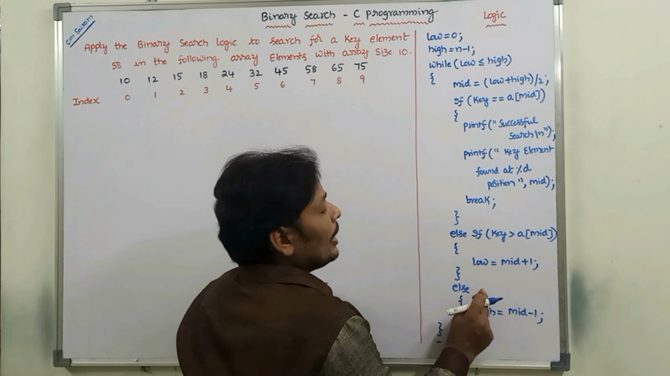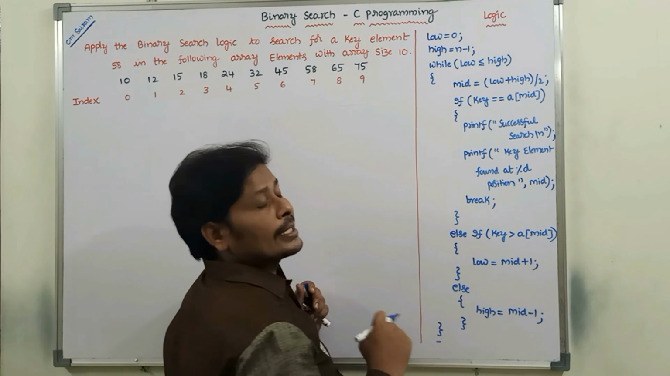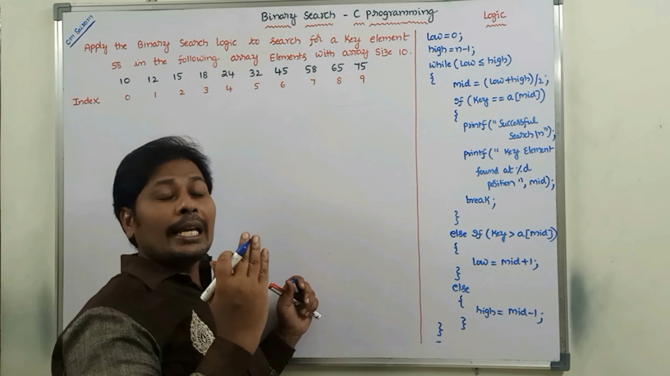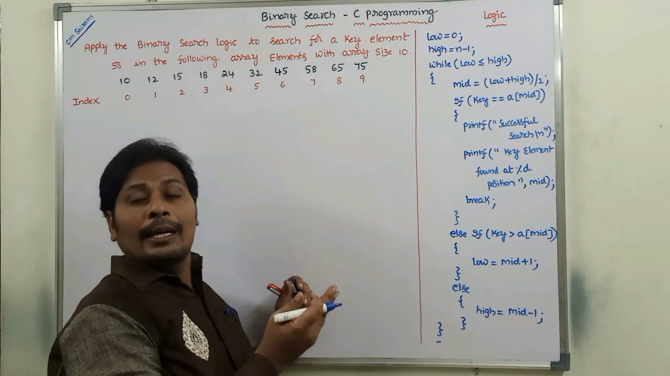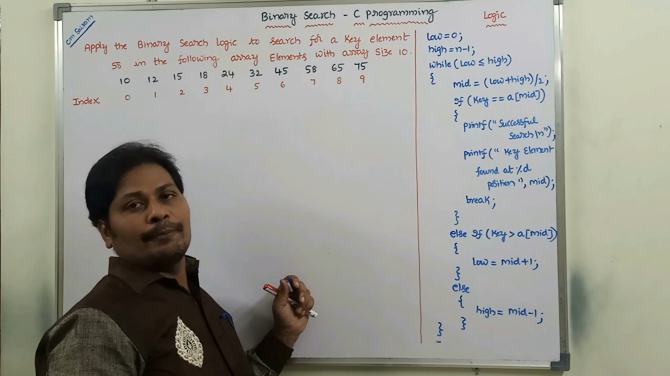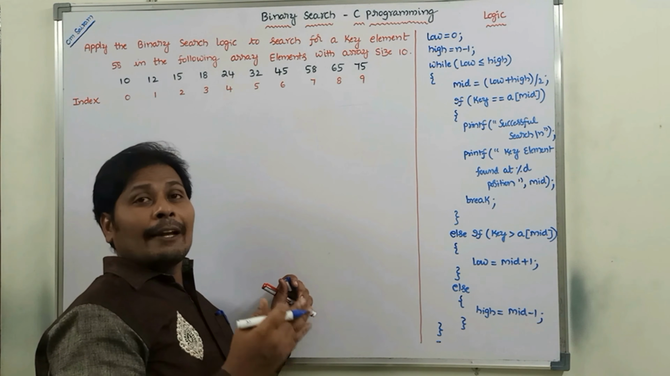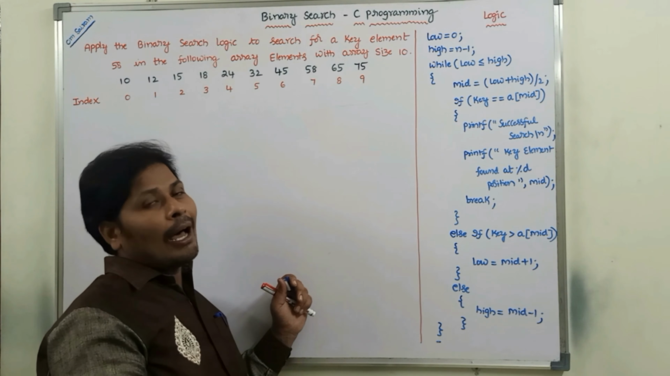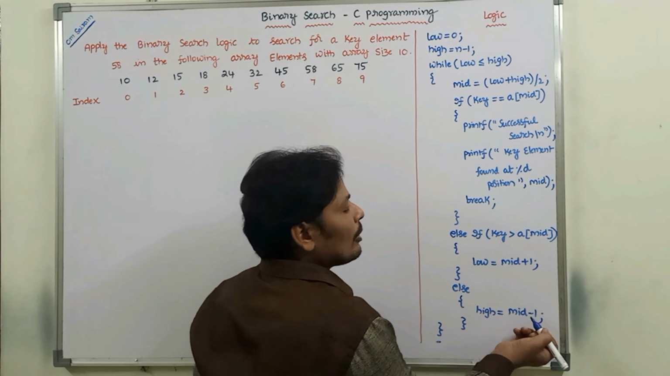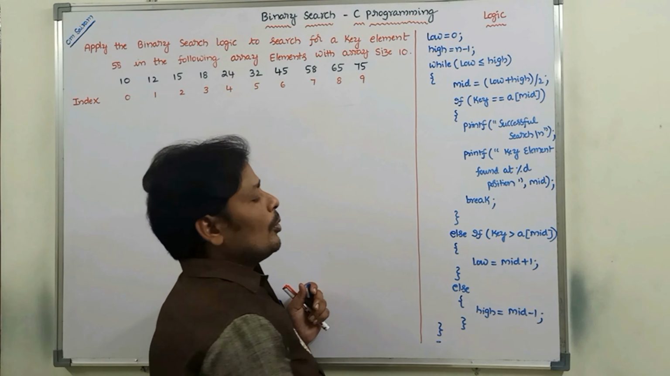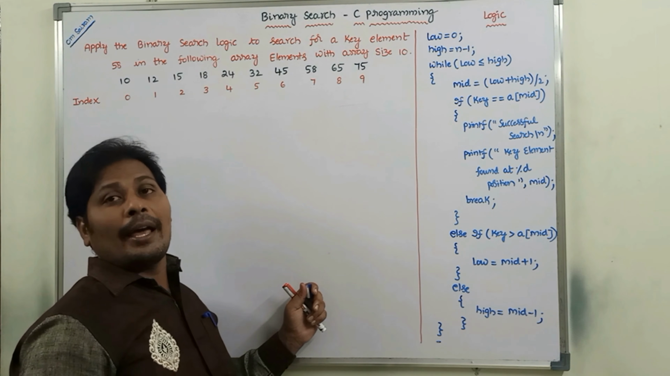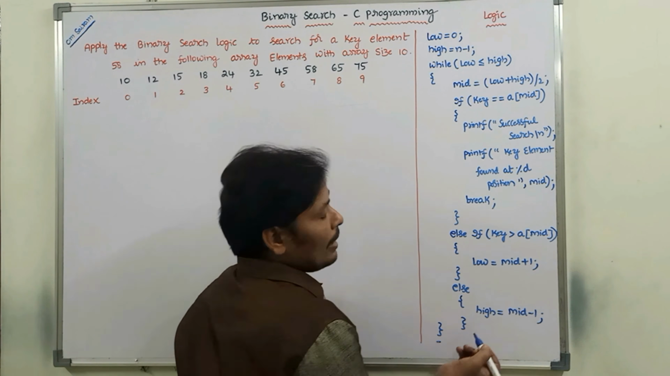Here one more condition is there: key less than A of mid. That means the key element is found in the first sub array, ignoring the second sub array. We are considering the left sub array and ignoring the right sub array. So by this statement, high is equal to mid minus 1, we are ignoring the right sub array and taking the left sub array.